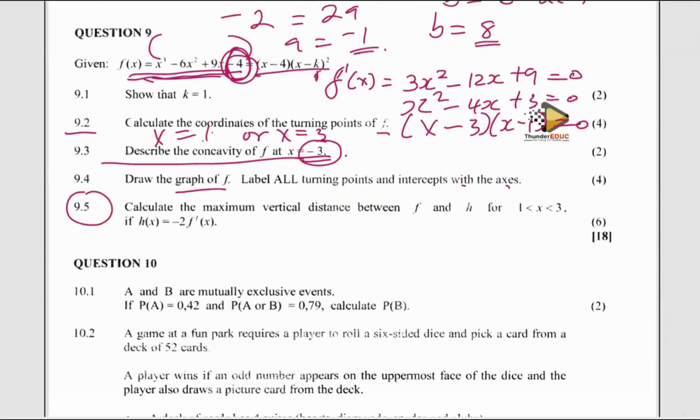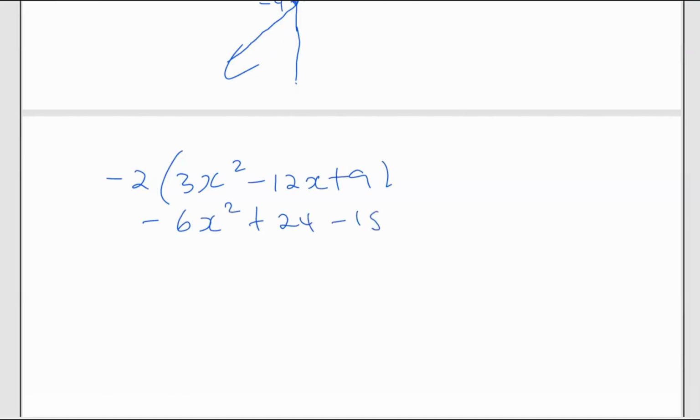And then 9.5, they want us to calculate the maximum distance between f and h for this interval, if h of x is the first derivative twice. Okay, so what I'm going to do, I will get negative 2 multiplied by our first derivative, which was 3x squared minus 12x plus 9. So this gives me negative 6x squared plus 24x minus 18.